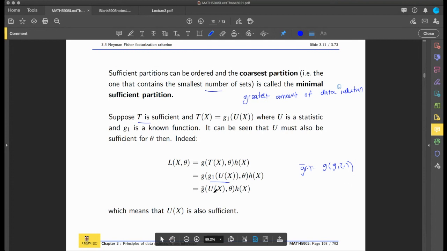Call it g bar. And again, I now have the Neyman-Fisher factorization criterion with the statistic u of x, just a different g function, right? G doesn't have to be unique, it's just any function. And so u of x must also be sufficient for theta. And u of x will have a dimension less than or equal to that of T of x. Okay, so it does not have a bigger number of sets than induced by T. It could have the same, or it could have a smaller number of sets in its partition. And that helps us find minimal sufficient partitions.